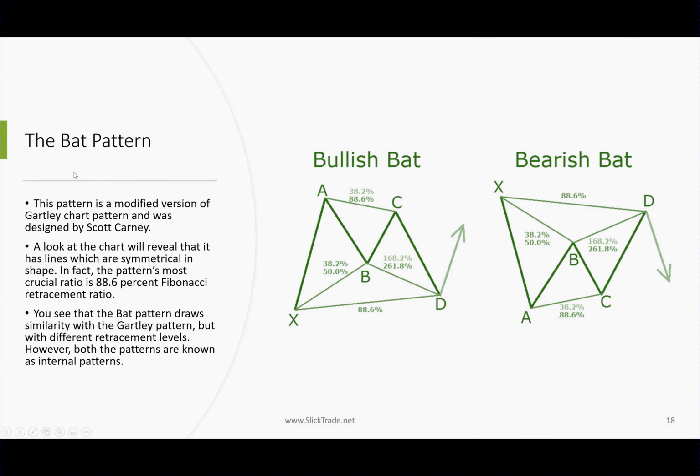The bat pattern. This pattern is a modified version of the Gartley chart pattern and was designed by Scott Carney. A look at the chart will reveal that it has lines which are symmetrical in shape. In fact, the pattern's most crucial ratio is the 88.6% Fibonacci retracement ratio. See that here. You see that the bat pattern draws similarity with the Gartley pattern, but with different retracement levels. However, both the patterns are known as internal patterns.